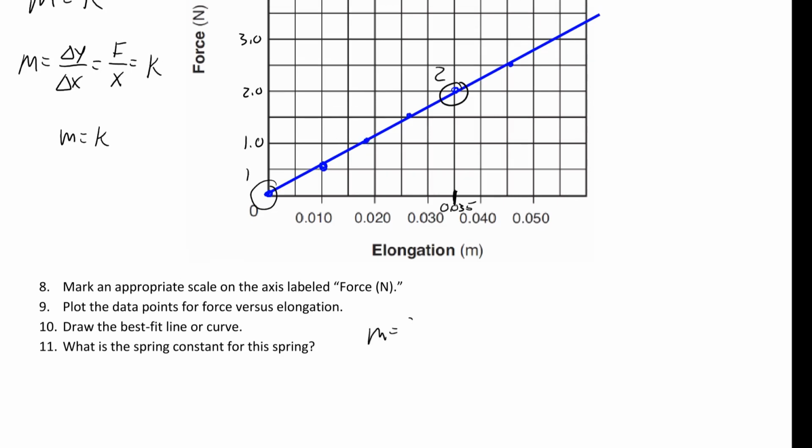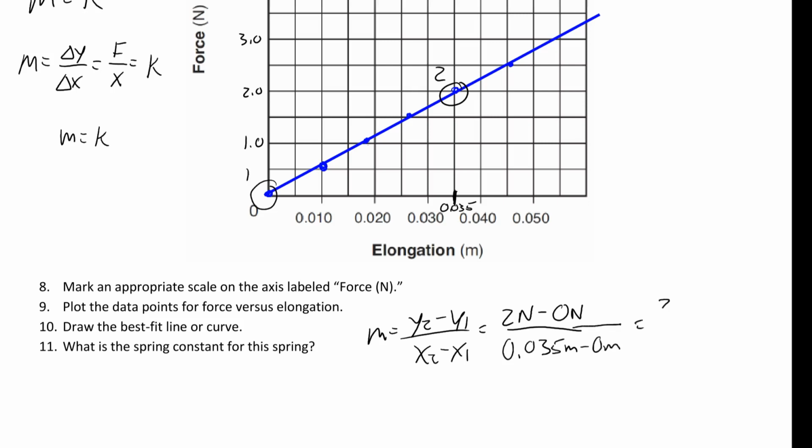So you just do the slope is equal to y2 minus y1 over x2 minus x1. We chose 2 convenient points. So for y2, it would be 2 newtons, and y1 is 0 newtons, divided by x2, which we said was 0.035, in between 0.03 and 0.04, meters minus 0 meters. So you get 2 divided by 0.035, which is about 57 newtons per meter. All right, that's about it. Have a good day.